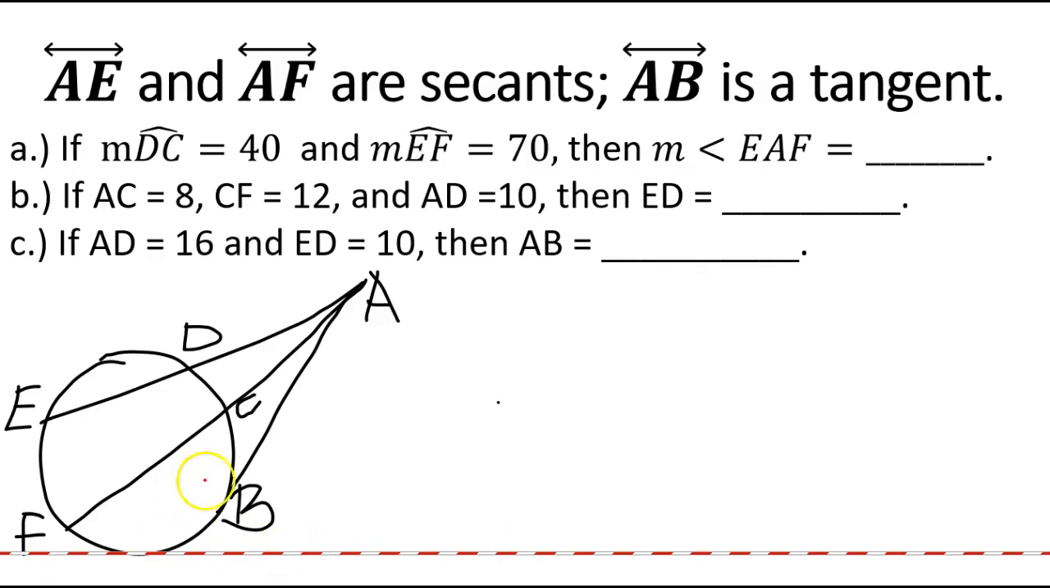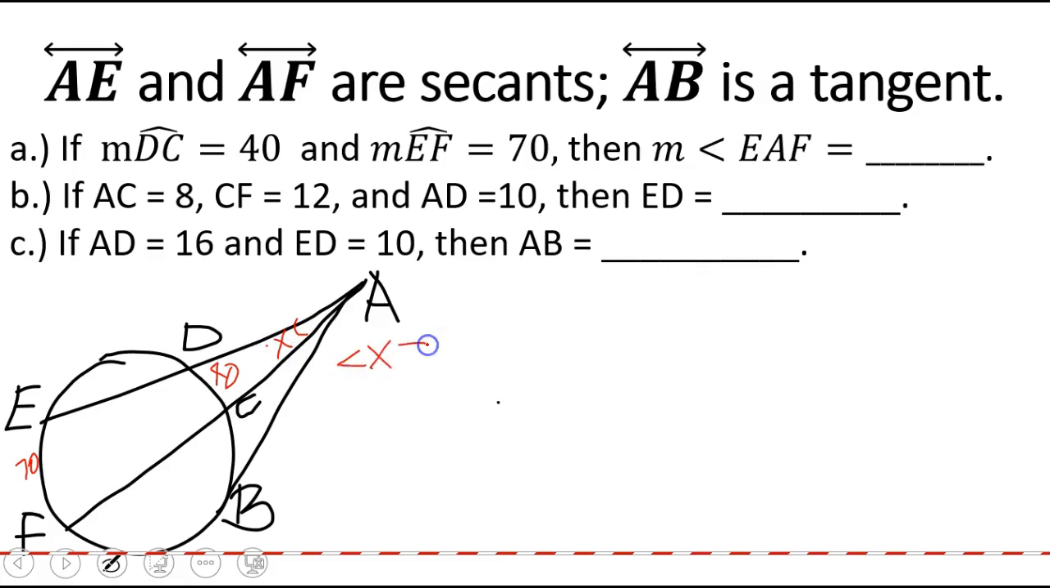All right, so here we are given measure of arc BC. So it's good to label that BC here is 40. And then EF here is 70. And we have to find measure of that angle there. Let's call it angle X just to make it easy.